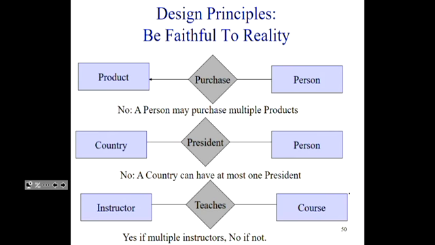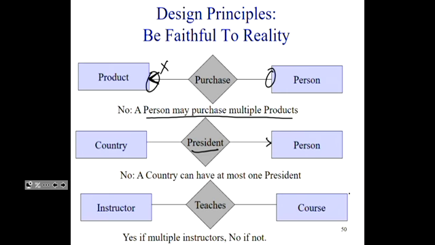So let's take the case of where the arrows should be and where they shouldn't be. I'm just focusing on the arrows from a relationship. So here you find that there's an arrow going into product, and this is a purchase relationship. This is not faithful to reality because a person may purchase multiple products. If a person is allowed to purchase multiple products, this arrow is not correct, and therefore we don't want to use it. Similarly, if you have a president relationship between a country and a person, then a country can have at most one president. So you want an arrow going into this entity set. There's a need for having an arrow because there exists this constraint, and you want to represent that within the ER diagram.